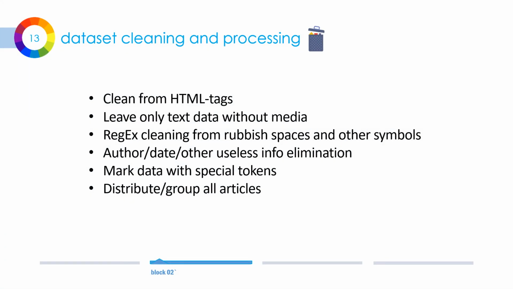Our dataset cleaning process will include 6 steps before model training. First, clean from HTML tags. Then leave only data without media, so without pictures, videos, audios, and other embeddings. Then clean from rubbish spaces and other symbols. After getting the text from HTML, sometimes it's full of these rubbish symbols.